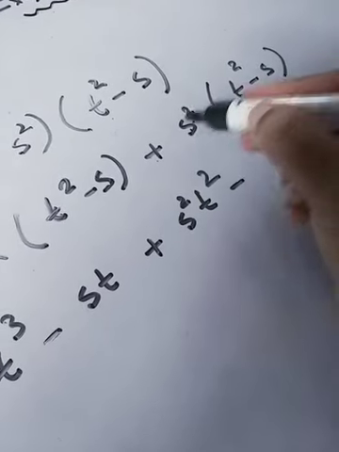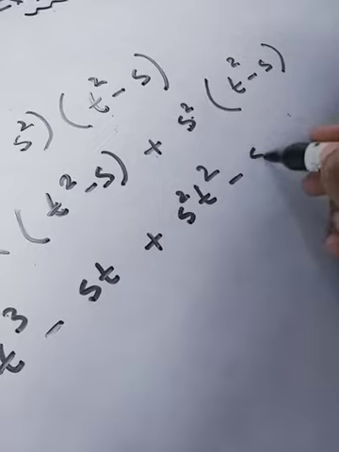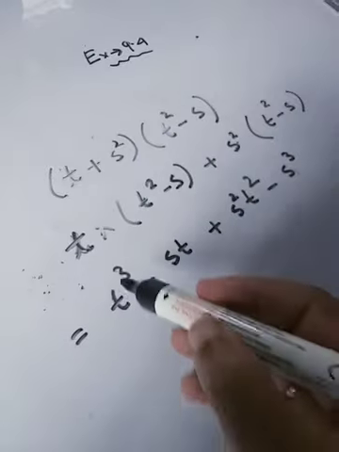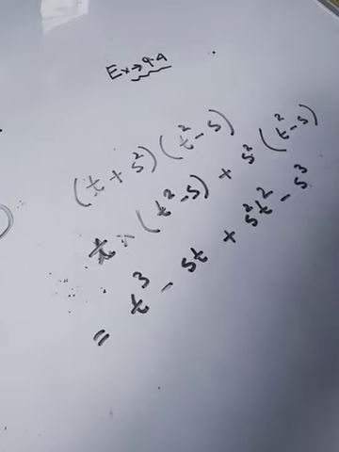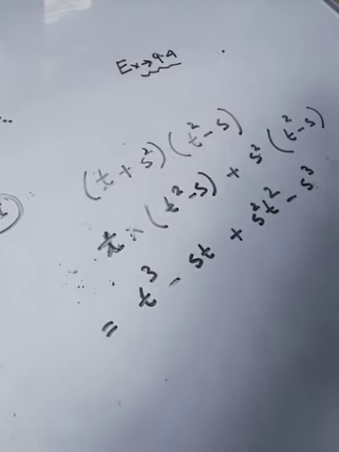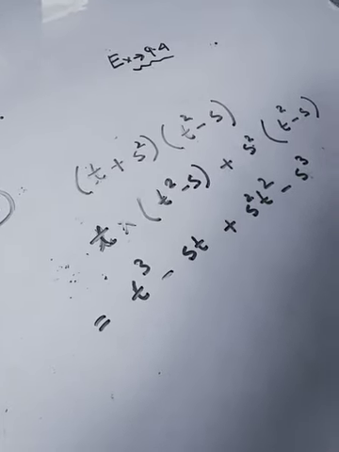How many s? Here is 2, here is 1. So altogether 3. Do you find any like term? No. So this is your answer. So simple, isn't it? Now let's move on to sum number 4.